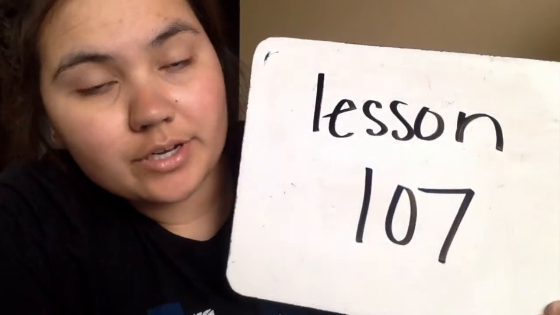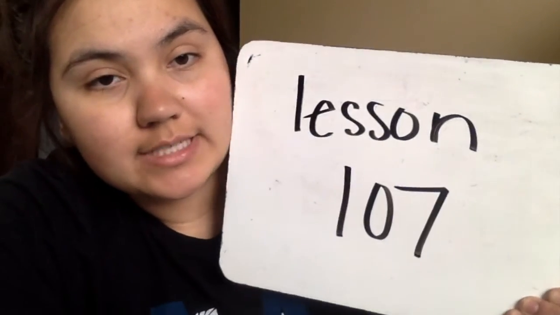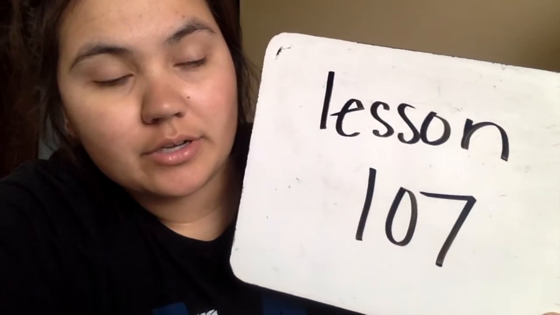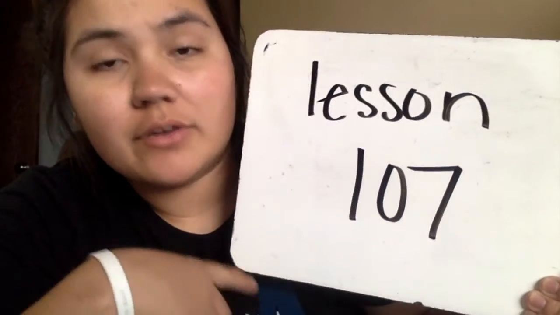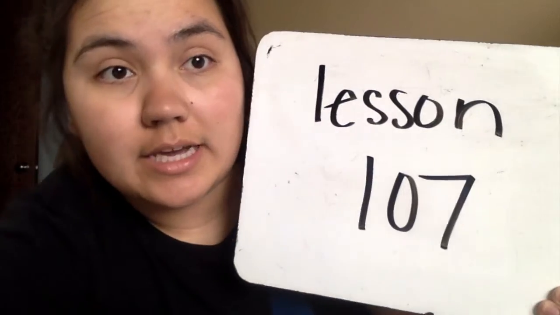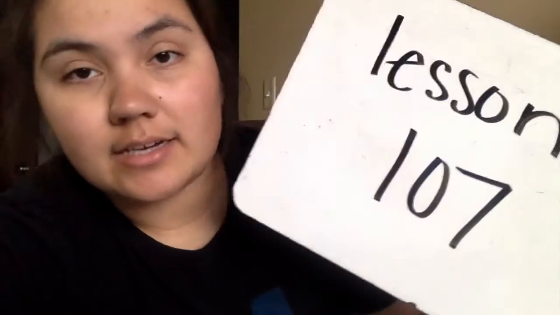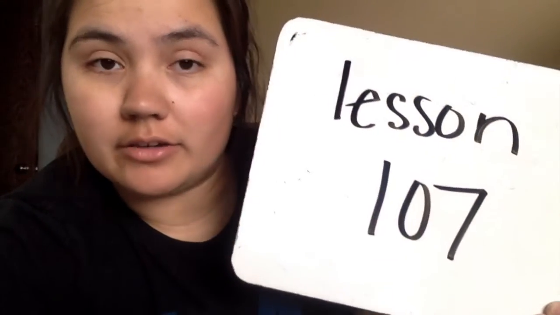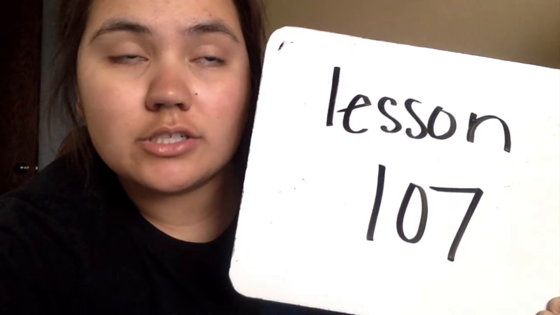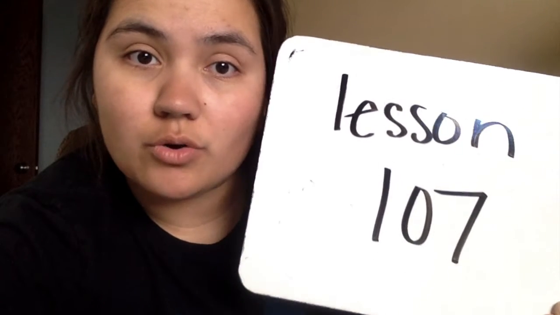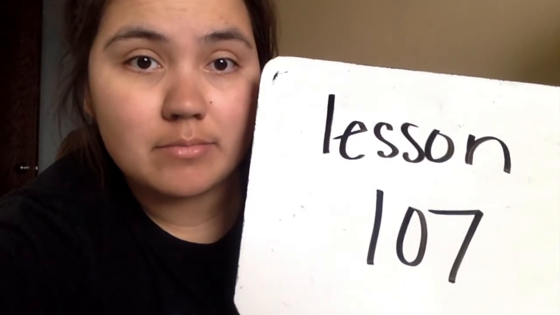Today is lesson 107. We are skipping 106 because I want to go over this lesson because I find it really important, especially for going into next year. So this lesson talks about adding and subtracting fractions, and those fractions are going to have common denominators. So that means that they're going to be the same denominator.